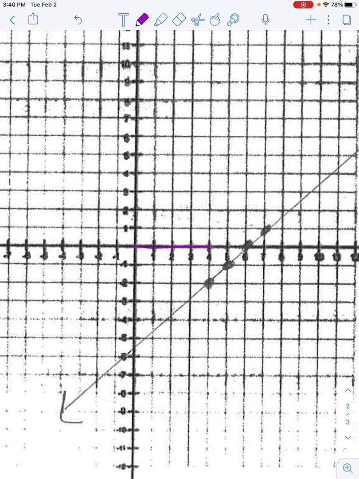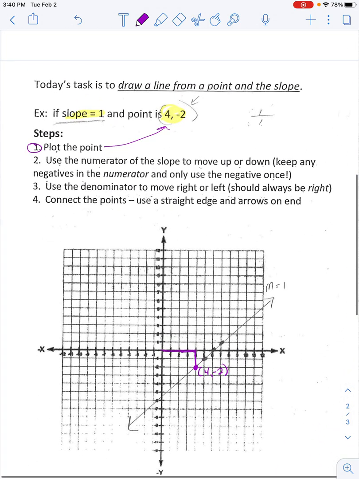When I plot 4, -2, I've already kind of done it for you. 4 to the right, 2 down. So this is 4, -2. That's step 1, to plot the ordered pair it gives you.